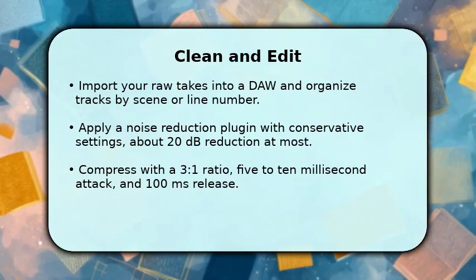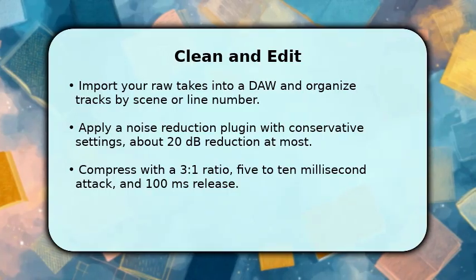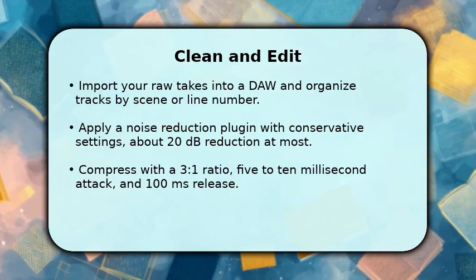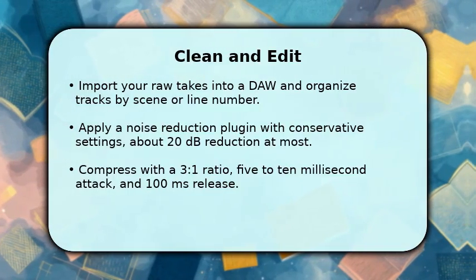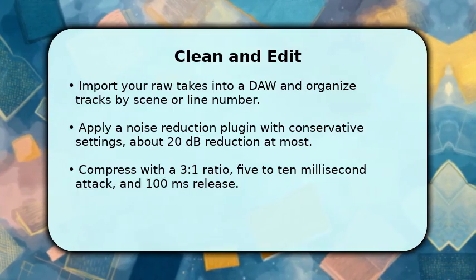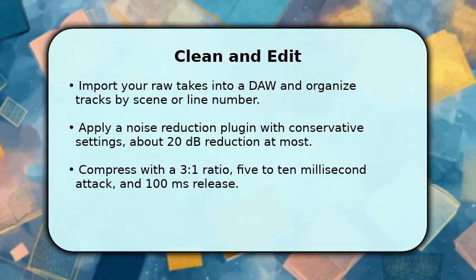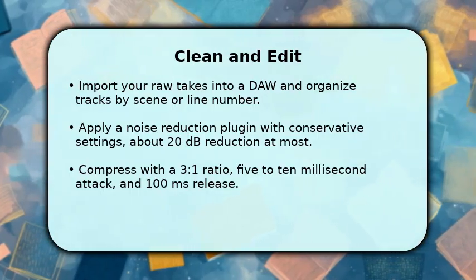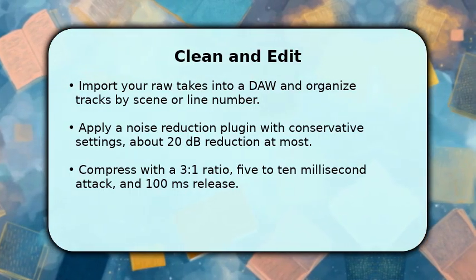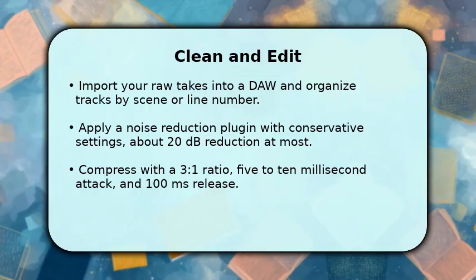Import your raw takes into a DAW and organize tracks by scene or line number. Use trims and fades to remove silence and avoid abrupt audio clicks or pops. Apply a noise reduction plugin with conservative settings, about 20 dB reduction at most. EQ with a high pass at 80 Hz and gentle cuts to remove muddiness.